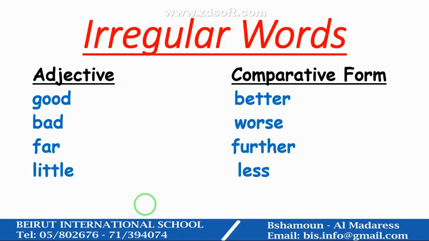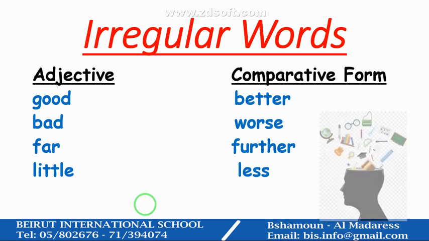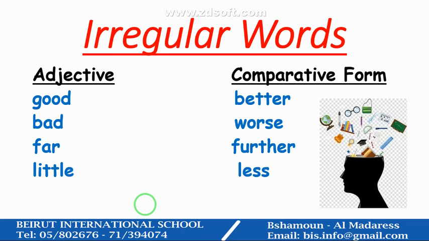Now there are irregular words such as good, bad, far, and little. With these words we cannot add er or more. We have to memorize their comparative forms. For example, good becomes better in the comparative form. Bad becomes worse. Far becomes further. Little becomes less. We have to memorize these and keep them in mind.